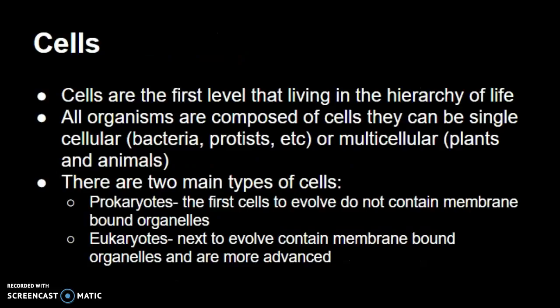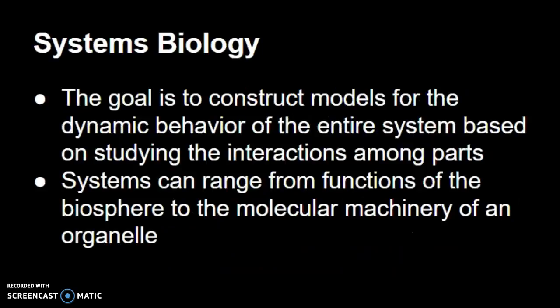The next part of life that we're going to study are cells. Cells are the first level of living things on the hierarchy of life. So before that, the atoms, the organelles, any of that is not alive because it does not contain all the characteristics of a living thing. So all organisms are composed of cells. They can be a single cell or multicellular. And there are two main types, prokaryotes and eukaryotes. And we'll get into this more during the year, but a prokaryote basically does not have membrane-bound organelles, whereas eukaryotes do. So let's talk about the different types of biology a little bit.